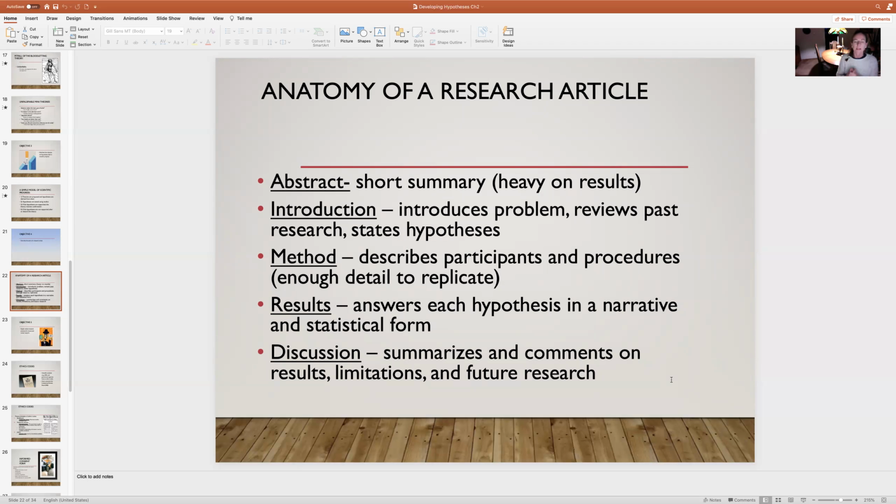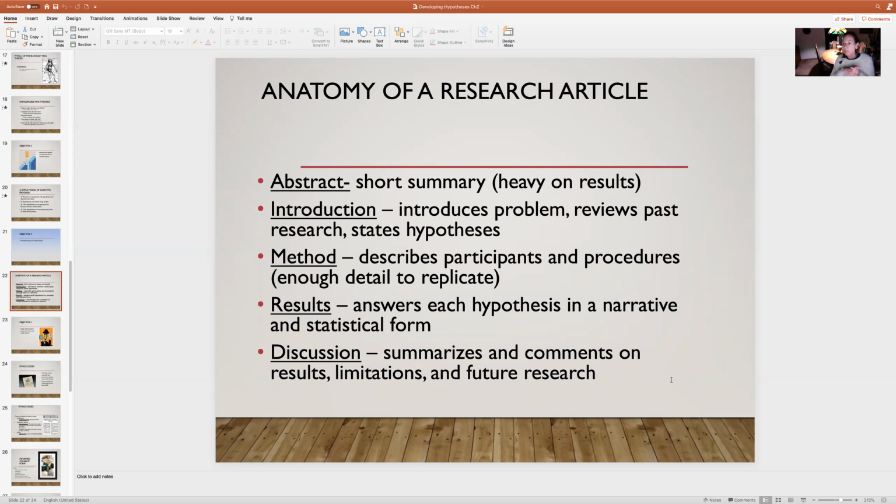Next comes the method, and that's going to describe the participants, the procedures, what they did, all the measures, but it's basically what they did in the study. And they'll give you that in enough detail in a research article that you can replicate it, because again, replication is very important. Finally, they'll give you the results that'll answer each one of the hypotheses, and they'll do it in a narrative form. They'll tell you the results in a kind of story form, but they'll also do it in a statistical form. So that's where you're going to see the statistics.